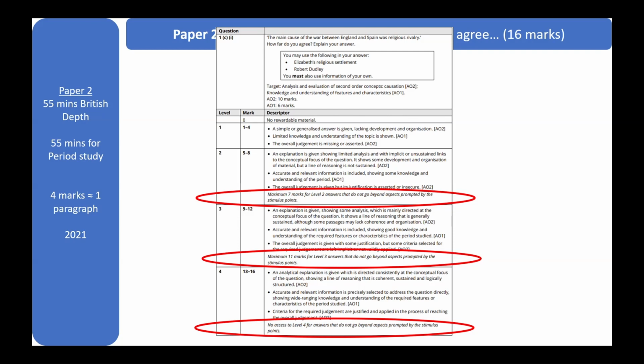But the reason that I've asked you to do an introduction and conclusion, if we go down to the level 4 bracket here, it says an analytical explanation is given, which is directed consistently at the conceptual focus of the question, showing a line of reason that is coherent, sustained, and logically structured. So for something to be coherent and sustained, it has to be all the way throughout your answer. It needs to be referenced throughout your answer. And a really good way to do that is to frame it with an introduction and a conclusion.